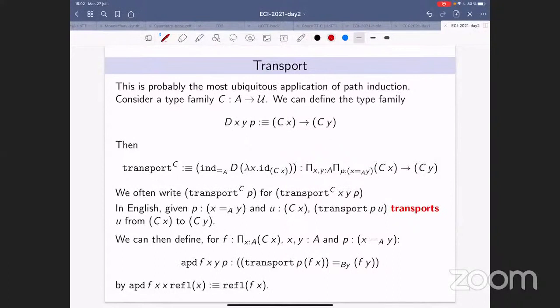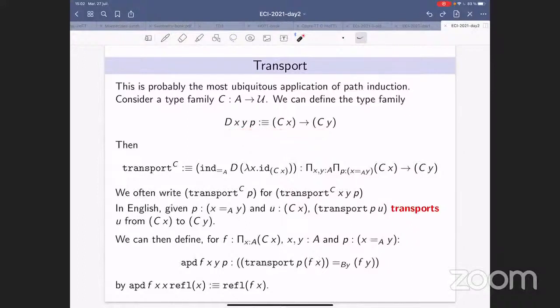Okay, so how do we define transport? Well, by applying induction, of course, but we need to find the appropriate setting for this. So we need a type family. And this type family DXYP will be the function type CX arrow CY. So it depends on X and Y, but does not depend on P. That's fine. You may have dependent families that do not depend on all their parameters.